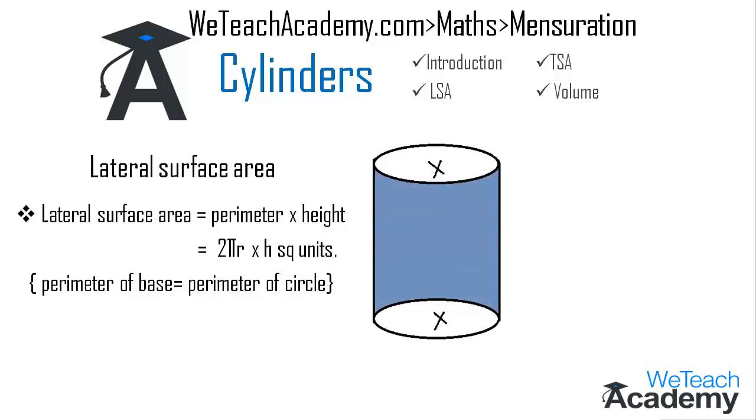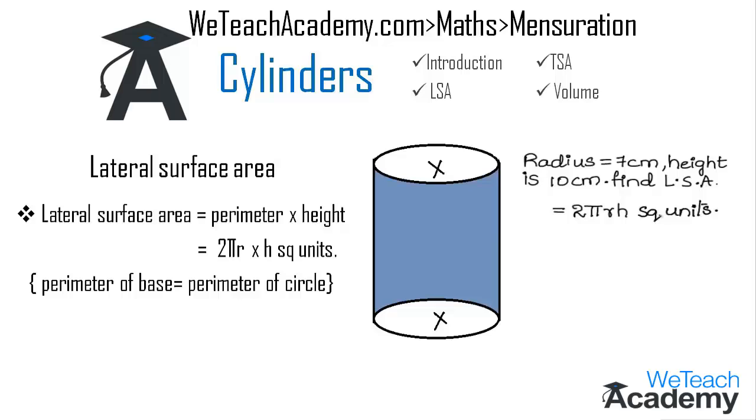Now let me explain an example using this formula. The given example is, if the radius of the base of the cylinder is equal to 7 centimeters and the height of the cylinder is 10 centimeters, then find the lateral surface area. We already discussed that lateral surface area is given by the formula 2 pi r h square units. Substituting the values of r and h in the formula, we get 2 into the value of pi, that is 22 by 7, into radius r, that is 7, into the height 10.